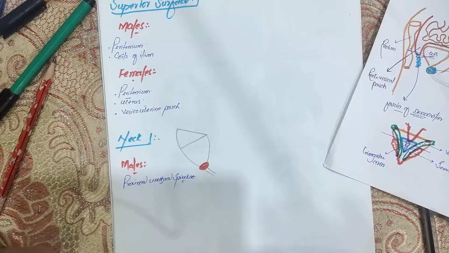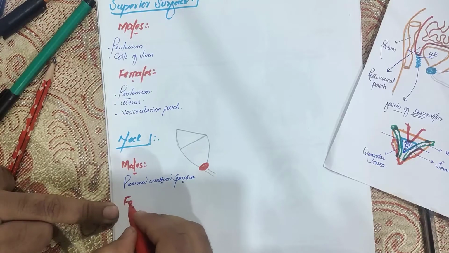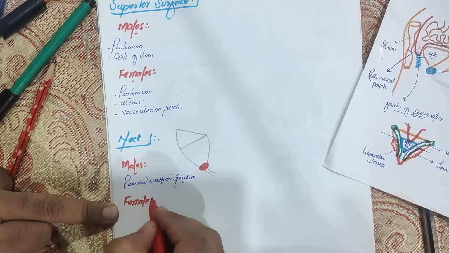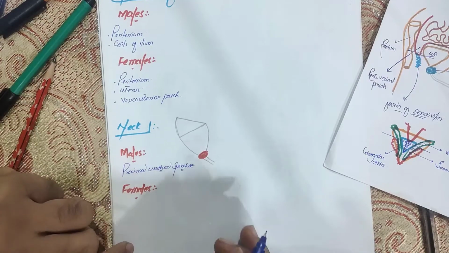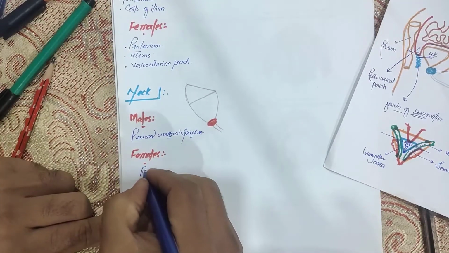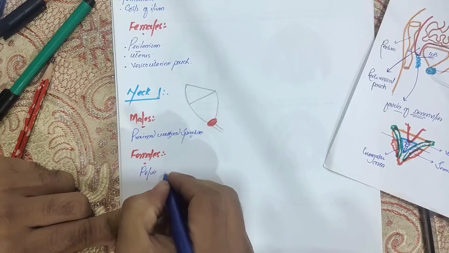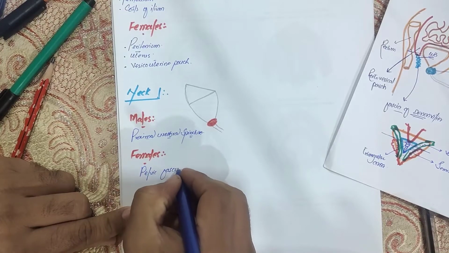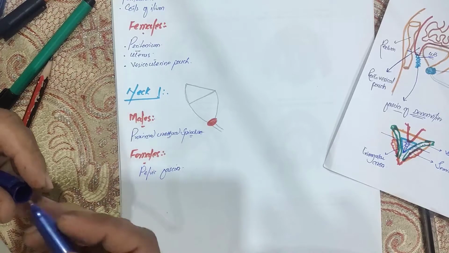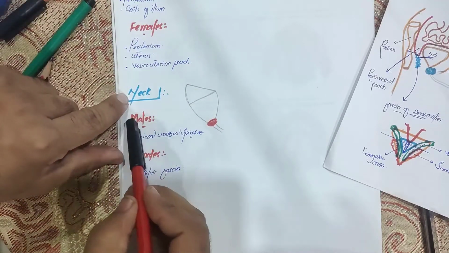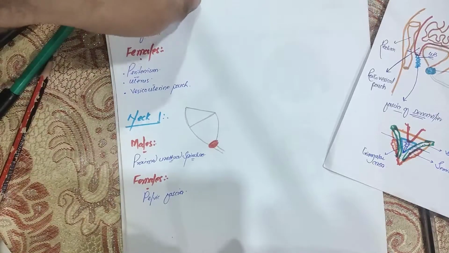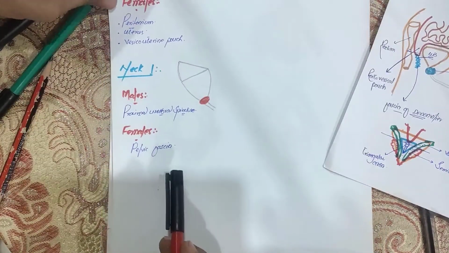Then in case of females, what is there? In case of females, there is the pelvic fascia, right. There is pelvic fascia, right. So these are the relations of the neck of the urinary bladder in case of males and in case of females. So there is the pelvic fascia.